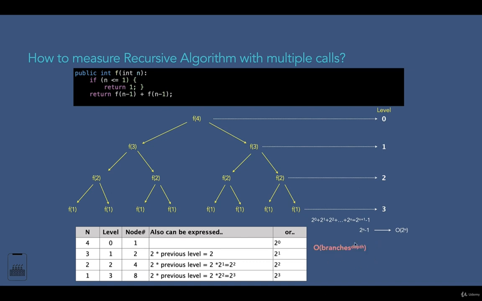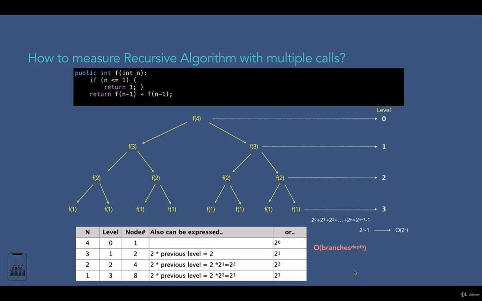So O(branches to the power of depth). In our case, the branches is 2 because each time when we call the recursive function, it calls itself twice. So here you can see that we have 2 branches for each call, and the depth in our case is 4 for example for this case. So it means that the time complexity will be in this case 15, but if you put n there, the time complexity will be O(2 to the power of n).